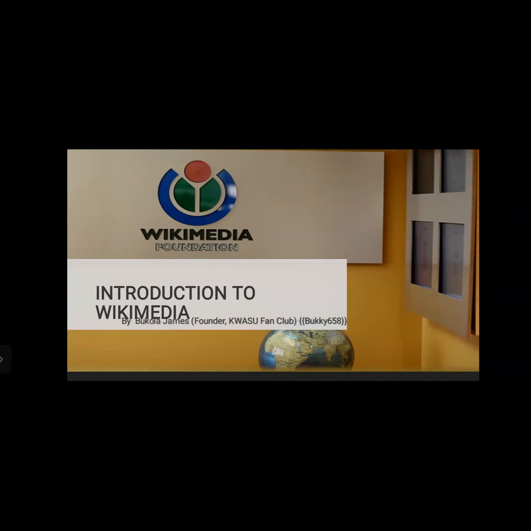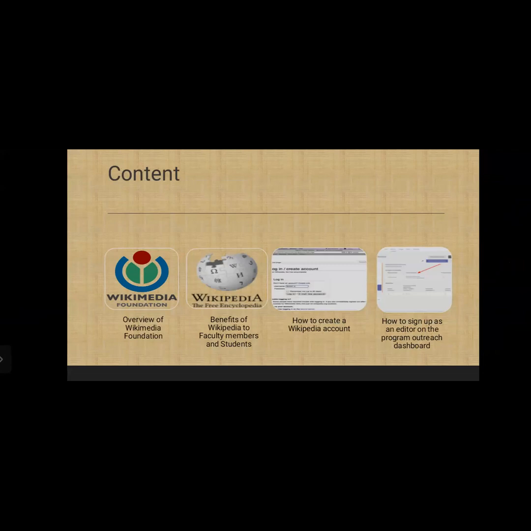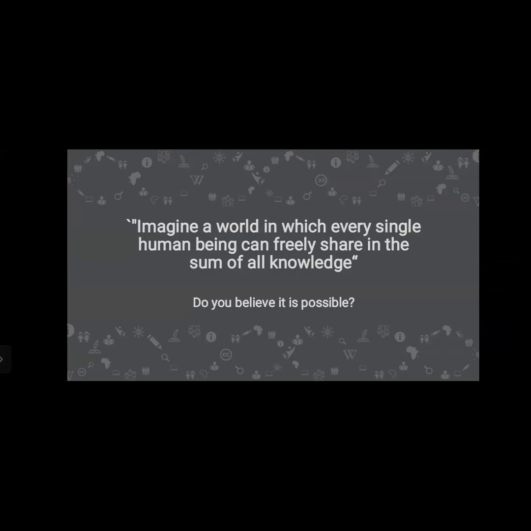Okay, so like I said, can you go to the next slide, the table of contents? Yes. So what we'll be doing is I'll be talking about the overview of the Wikimedia Foundation, the benefits of Wikipedia to faculty members and students, how to create a Wikipedia account, how to sign up as an editor on the program dashboard. So now there's the next slide. For those who cannot see the slide, you can use your hand to zoom the screen so that it expands. So now this presentation is beginning with a quote, a very popular quote among Wikimedians.